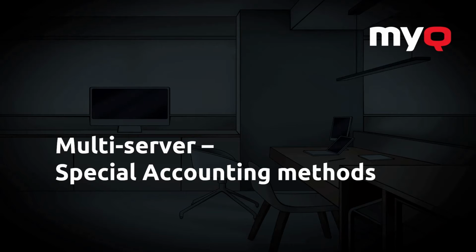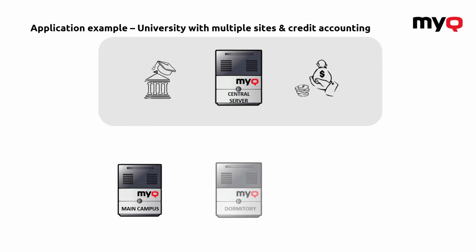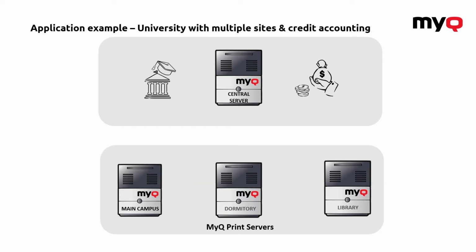This time we would like to speak about the special accounting methods. Specifically, we would like to focus on the credit accounting. Starting first, as always, with a little application example, which in our case is a university with multiple sites and credit accounting activated. So in our case, we've got a university with three sites: the main campus, the student dormitory, and a library. In each of these places, our students should be able to use the printing services, copying and scanning, but they will be charged for use of those services. And this is pretty much a solution how you can achieve that because everything is managed through the central server.